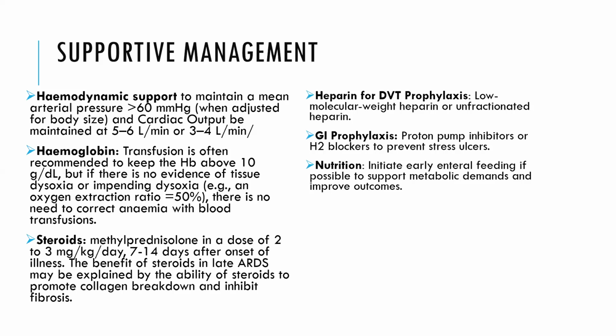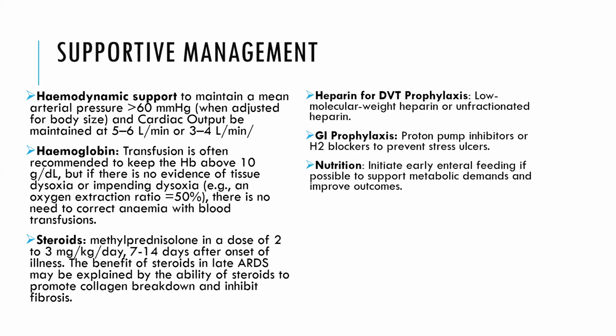And steroids, like I mentioned before, high dose steroids in the range of 2 to 3 milligram per kg per day, 7 to 14 days after onset of illness. This is crucial. So the benefit of steroids in late ARDS is the ability of steroids to promote collagen breakdown and inhibit lung fibrosis. Remember I told you about the latter stage of the pathophysiology, the fibrotic stage. So you want to start steroids about 7 to 14 days after diagnosis of ARDS.